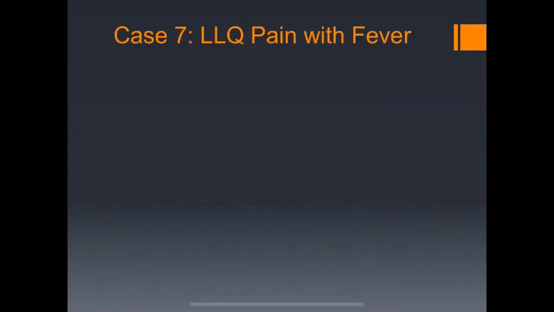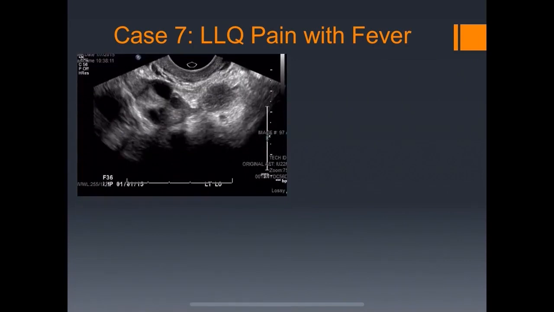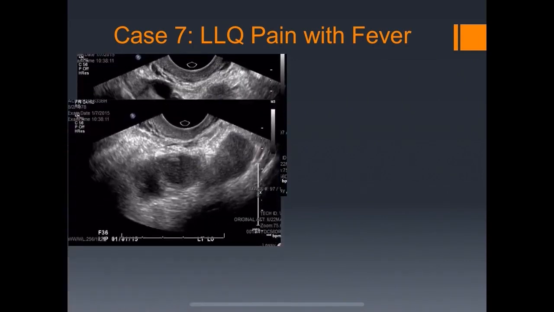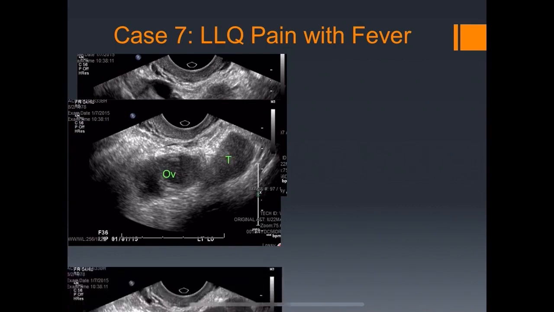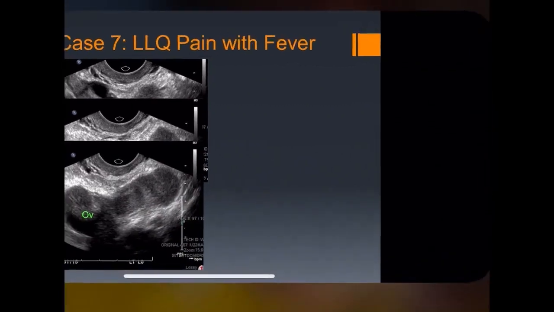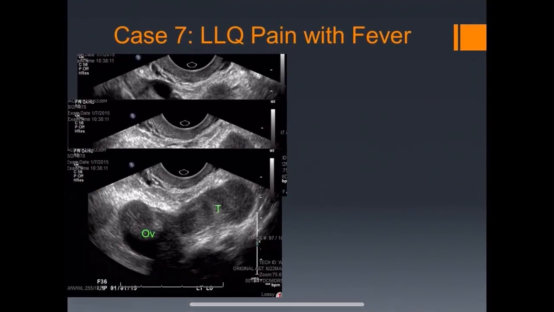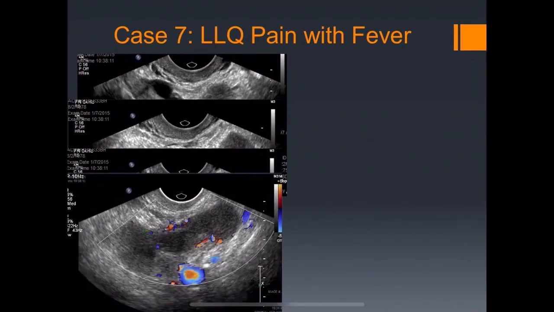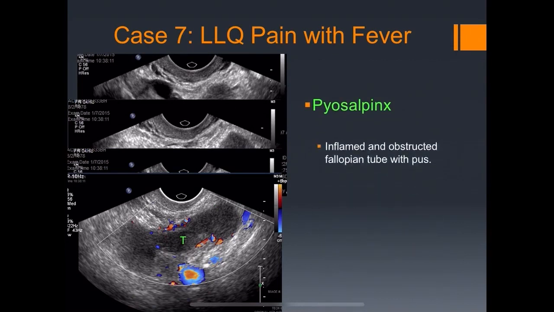The next case, left lower quadrant pain with fever. So here we have the ovary, and then we have the structure next to the ovary. As we go down through the adnexa, this tubular structure starts to elongate. And here it is. So notice the thickened wall, the debris within this tube, and the peripheral echogenicity suggesting inflammation. So this turned out to be a pyosalpinx. Inflamed and obstructed fallopian tube.